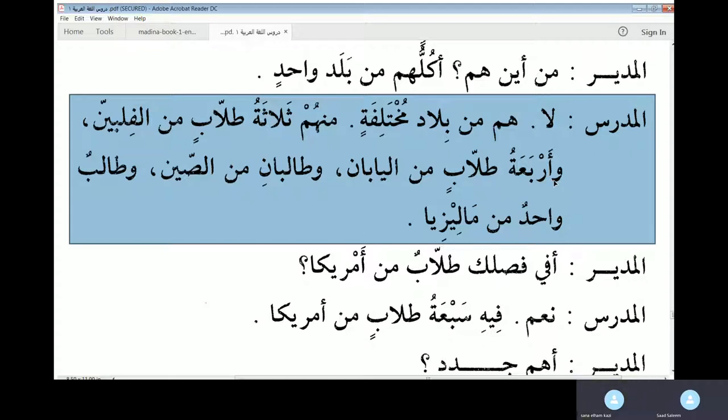Wa arba'atu tulabin min al-Yabani, and four students from Japan. Wa tulabani min al-Swini, and two students from China. And one student from Malaysia.